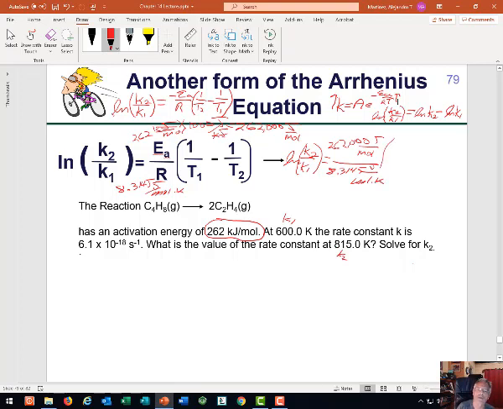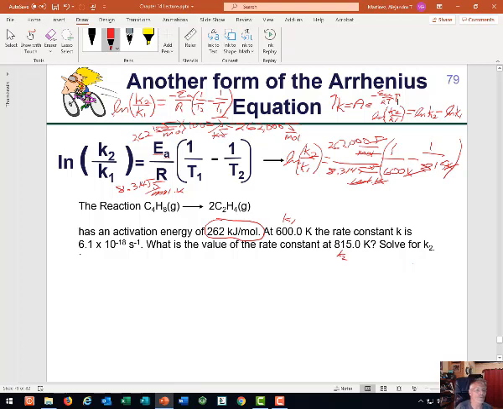I really apologize for the handwriting. Then this is going to be 1 over T1, which is the lower temperature, because I don't have the negative sign out here. So it's 1 over 600 Kelvin minus 1 over T2, which is 815 Kelvin. Let's take a quick look at the units. Joules will cancel. Moles will cancel. This is the inverse of Kelvin, 1 over Kelvin. This is 1 over 1 over Kelvin, which is equivalent to Kelvin over 1. So the Kelvins will cancel as well.